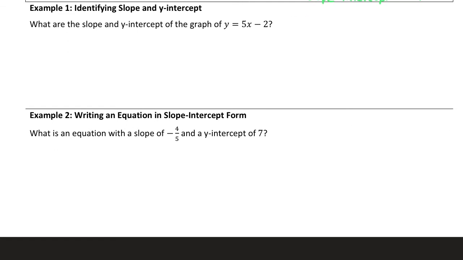So a simple example to start off, the slope and y-intercept of this graph, pretty straightforward. The slope is 5. The y-intercept, since this is 5x minus 2, the y-intercept is negative 2, okay? So really just understanding the features right now.